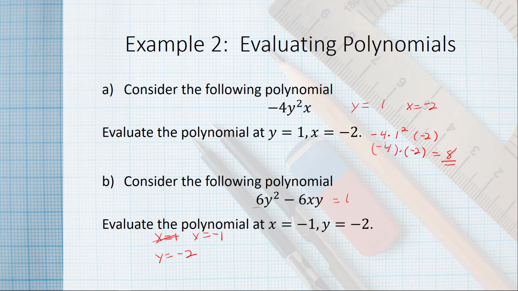And now it will give us 6 times minus 2 squared minus 6 times minus 1 times minus 2. Well, minus 2 squared is 4, so that's just 6 times 4. And then minus 1 times minus 2 is just positive 2, so that's going to be minus 6 times 2. 6 times 4 is 24. Minus 6 times 2 is 12. 24 minus 12 is 12, and that would be our answer. So that's one of the problems that you will see in your homework.